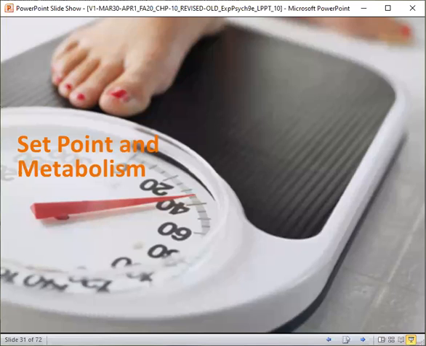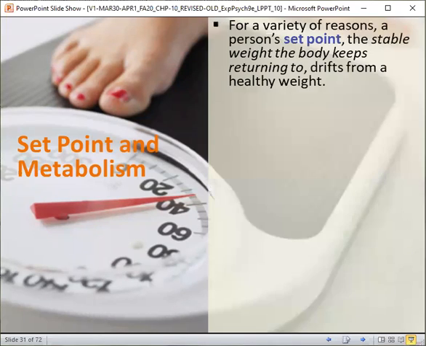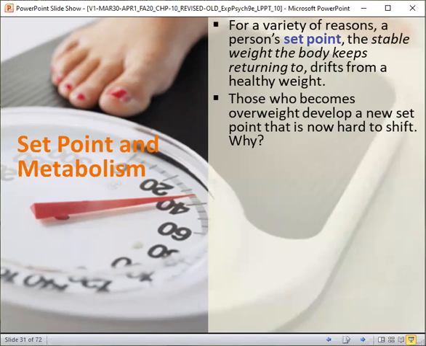Now, let's talk about that set point a little bit more closely here. For a variety of reasons, a person's set point, again the stable weight the body keeps returning to, drifts from a healthy weight. As long as the healthy weight and your set point are the same, it's all good. But once that set point drifts away from what is considered a healthy weight for that individual, then we have some problems. Those who become overweight develop a new set point that is now hard to shift from. And that's where the challenge of dieting comes in, because what you're really trying to do is shift away from that new set point that has been established.